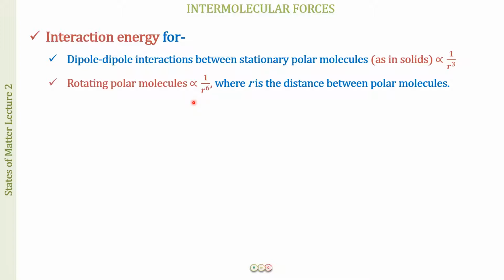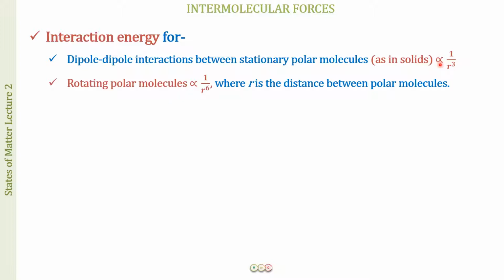Now, this is equal to the dispersion force also that we studied, that in the case of the dispersion forces, the interaction energy was inversely proportional to R to the power 6. Whereas when these are close, the forces of attraction are going to be more. So we will be seeing that in the case of the stationary polar molecules, this energy is more than the dispersion forces as well as the dipole-dipole forces for the rotating molecules. It will be inversely proportional to R cubed.